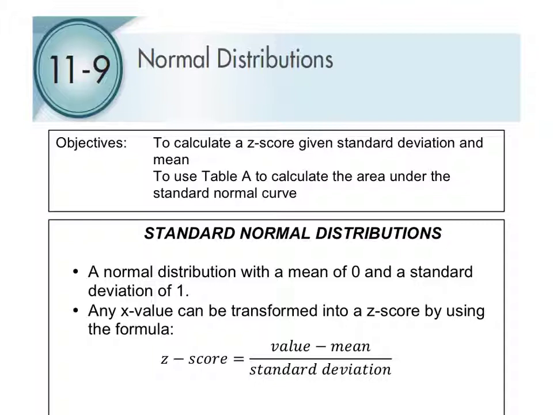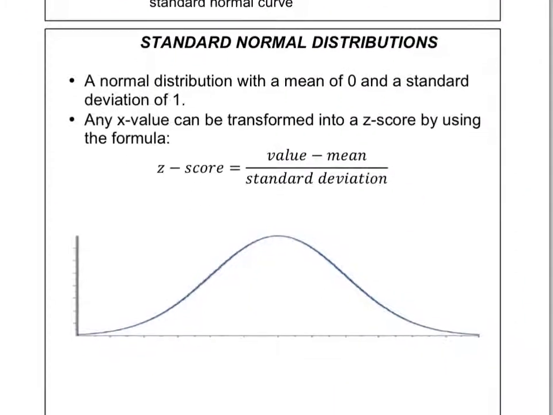So the objectives here are to calculate a z-score given a standard deviation and a mean. That's going to be the first video. The second video is we're going to use table A to calculate the area underneath the standard normal curve. That's going to be the second one. So let's start here with standard normal distributions.